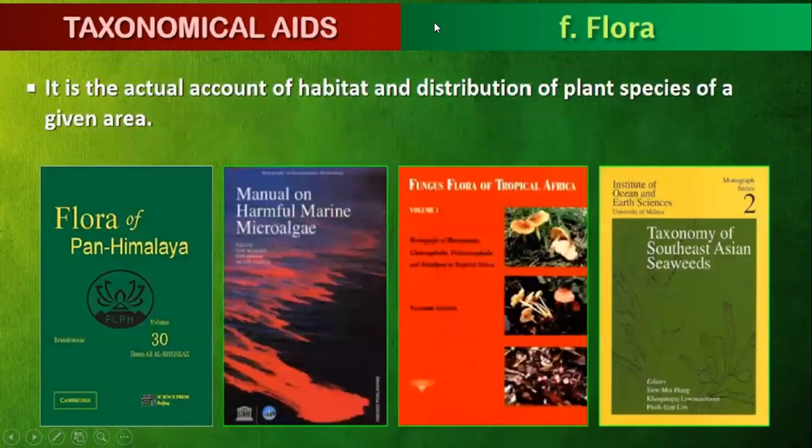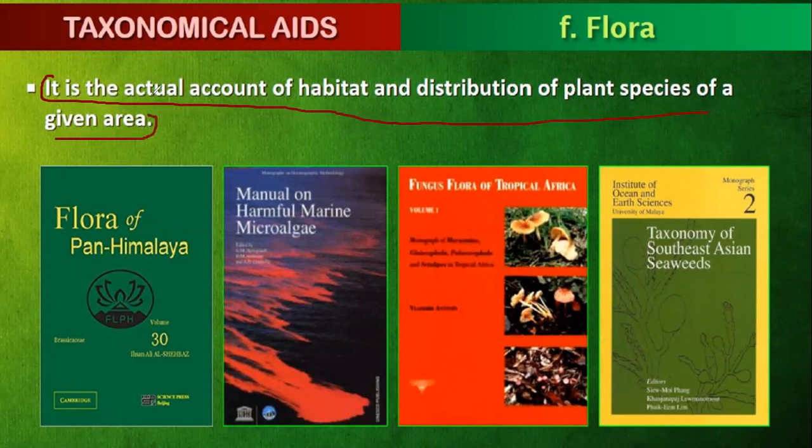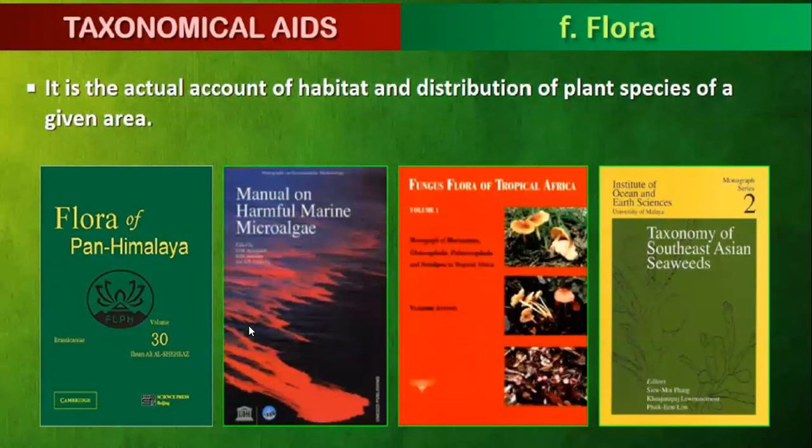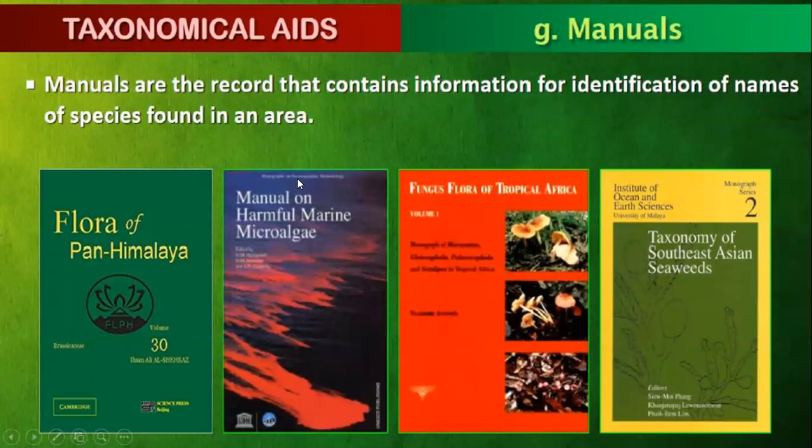Next is flora. We are reaching the end of the chapter. The actual account of habitat and distribution of plant species in a given area is said to be flora. Manuals are records that contain information for identification of names and species found in an area.